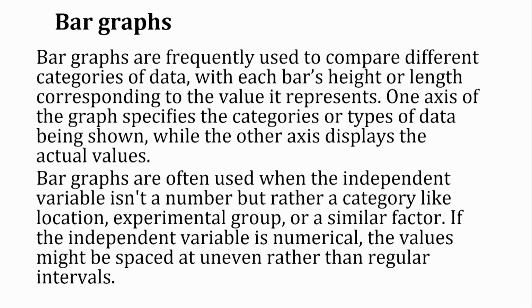Now we'll talk about bar graphs. Bar graphs are frequently used to compare different categories of data, with each bar's height or length corresponding to the value it represents. One axis of the graph specifies the category or types of data being shown, while the other axis displays the actual values. Bar graphs are often used when the independent variable isn't a number, but rather a category like a location, experimental group, or some similar factor. If the independent variable is numerical, the values might be spaced at uneven rather than regular intervals.